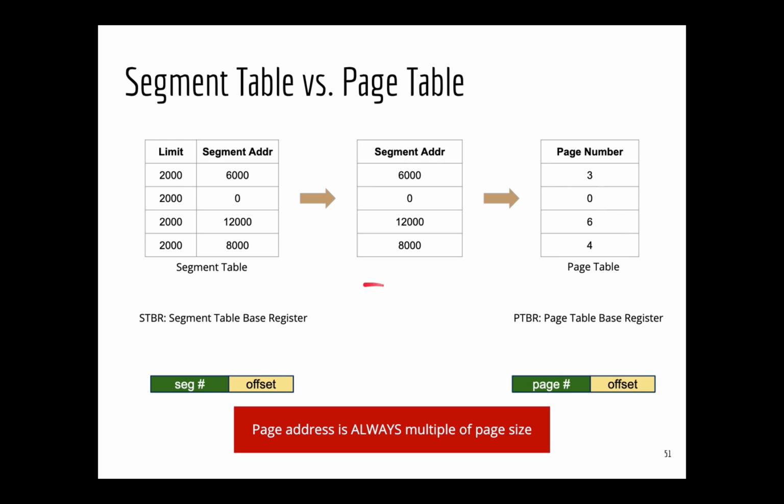And likewise, in segmentation, we have to have a register to store the starting address of our table. That register is known as the segment table base register. When we are using paging, we need to use the same register, but this register is now properly called the page table base register. In segmentation, the CPU will issue the logical address as a pair of segment number and offset. Now, when paging is used, the CPU will issue the address as a pair of page number and offset.